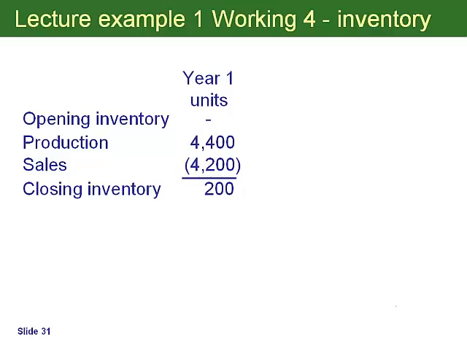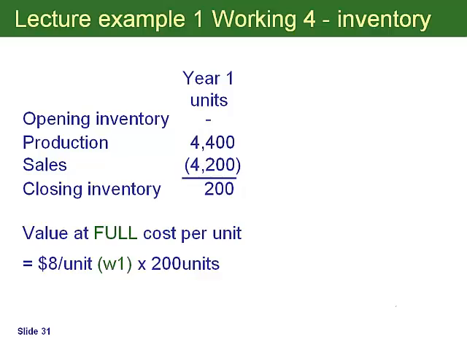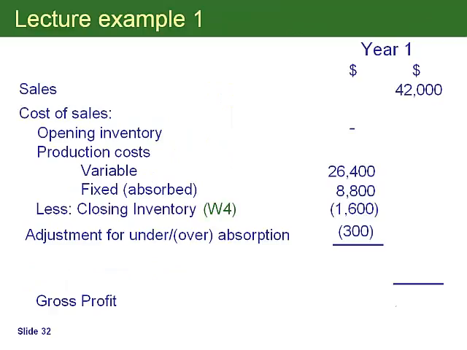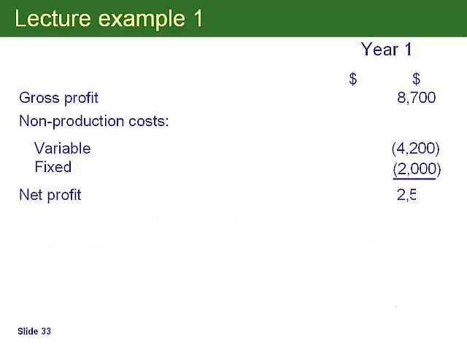Now, because we're dealing with absorption costing, we need to value those at the full cost of a unit. So that's our variable cost of $6 and the $2 overhead absorption rate for those fixed overheads. So we're going to value these at $8 a unit each. So our inventory will have a value of $1,600. So again, drop that into your pro forma. You can then work out your cost of sales, your gross profit, and get that down then to a net profit.